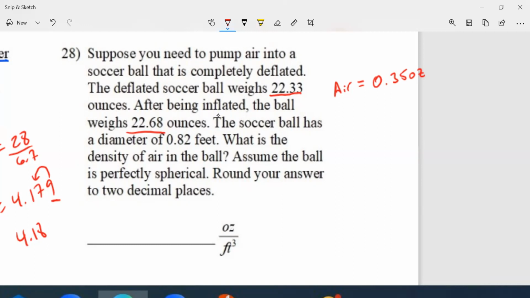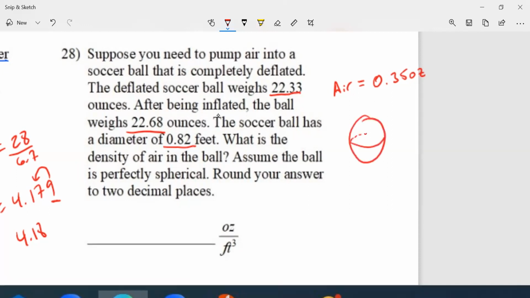Okay, so I continue reading. The soccer ball has a diameter of 0.82 feet. What is the density of air in the ball? Assume that the ball is perfectly spherical and round your answer to 2 decimal places. Okay, so the ball is a sphere and my diameter is 0.82. So I'm thinking there's a sphere and the radius is half of my diameter. So my radius is going to be 0.41 feet.